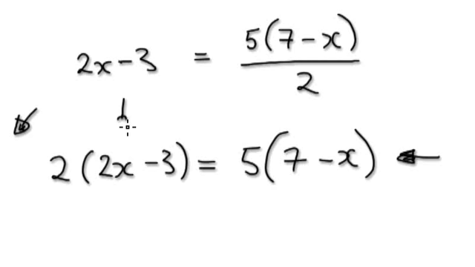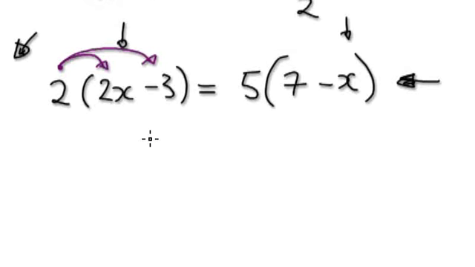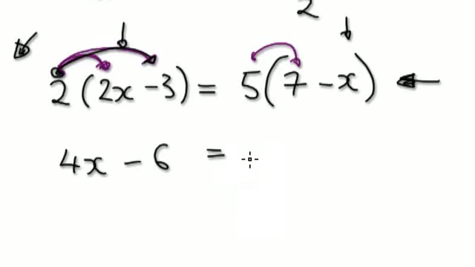Now, x is stuck in here, in this bubble here. Multiply out the brackets, just to break up the complicated bubble. So here, this times this will be 4x, and then this times this will be minus 6. So this times this would be 35. This times this would be minus 5x.